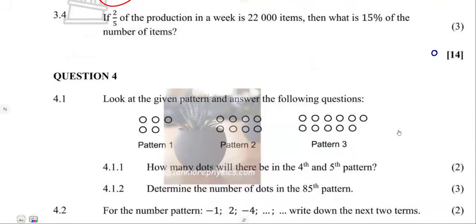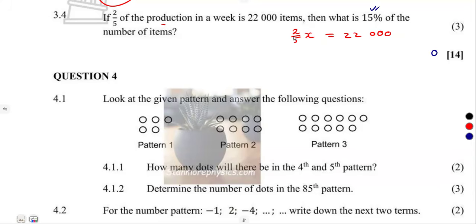If 2 over 5 of the production in a week is 22,000 items, then what is 15% of the number of items? 2 over 5 of the production. Let us just say 2 over 5 of something. Let that something be X. It is supposed to give us 22,000. So what is the value of X? Then we calculate 15% of that because we are asked the 15%. But what is that number of items that we need, which is X?